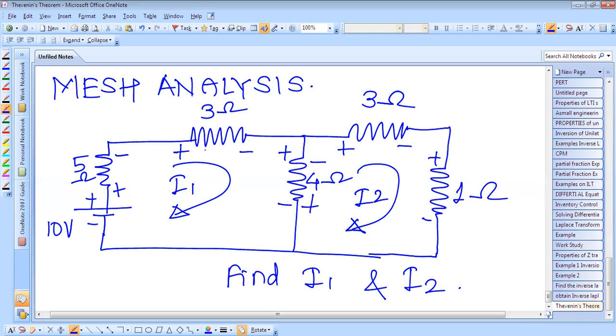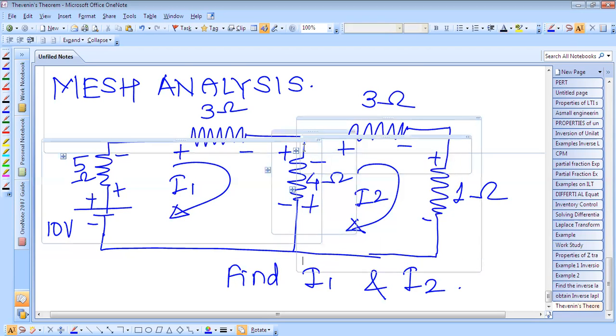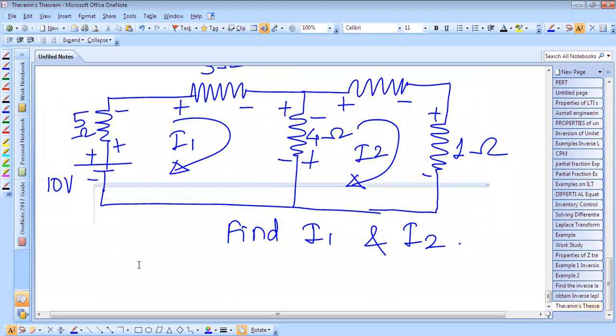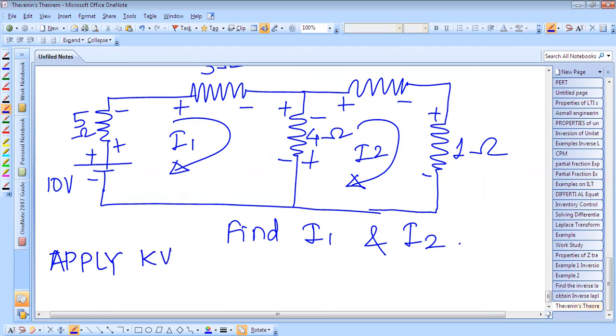Whenever we apply KVL in this direction, negative to positive means we are going in the direction of a rise. After that, positive to negative means there is a drop in voltage. There is also a drop in voltage here, and because of this current, there is a rise in voltage. So apply KVL to the first loop.